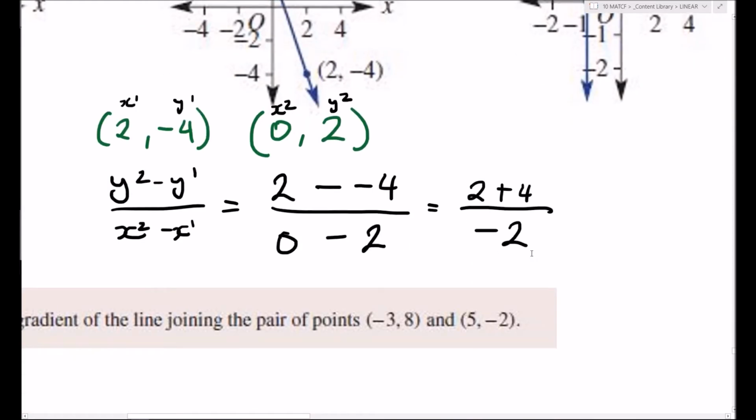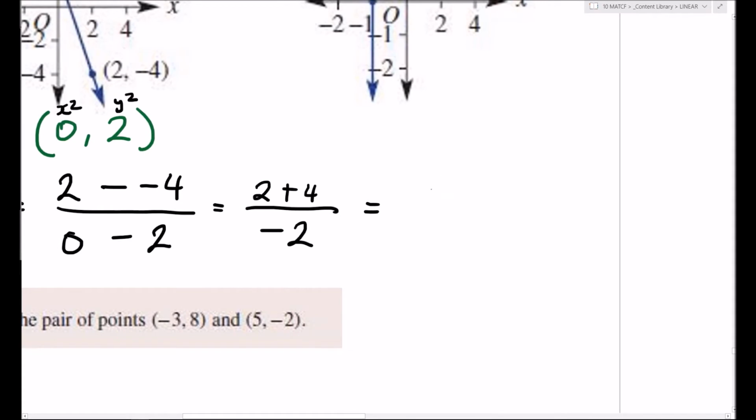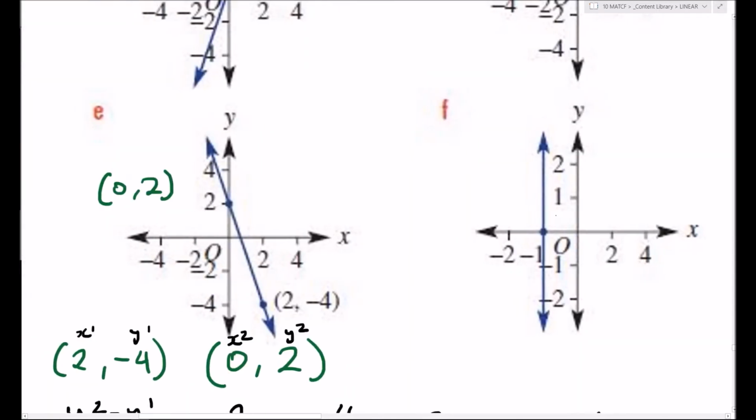All right, so that will be, 2 plus 4 is 6 over negative 2. Simplifying that, 6 divided by negative 2 gives you negative 3. So therefore the gradient for this graph equals negative 3. Okay, and that makes sense because the line is going downwards.